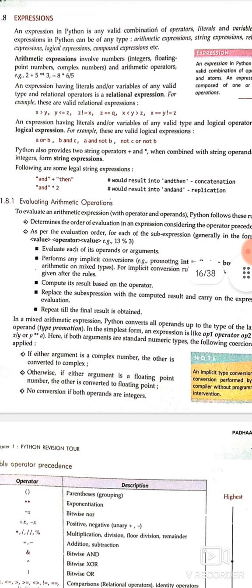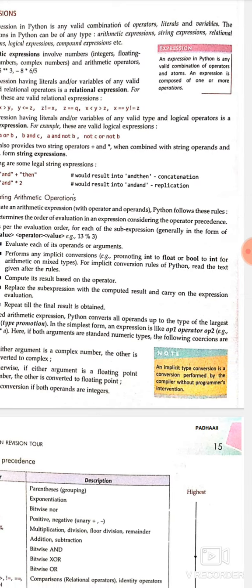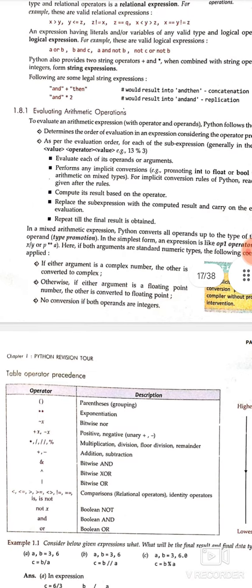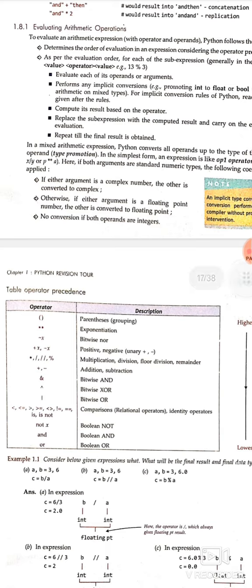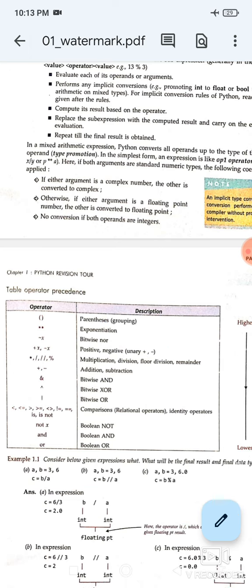Now, in its simplest form, an expression is operand 1, operator, and then operand 2. So what is the precedence? In an operation, we have brackets, that is grouping, first, then exponentiation, bitwise NOT, then positive or negative, that is unary, then multiplication, division, etc., addition, subtraction, bitwise AND, XOR, and OR. Likewise is the precedence of the operations.